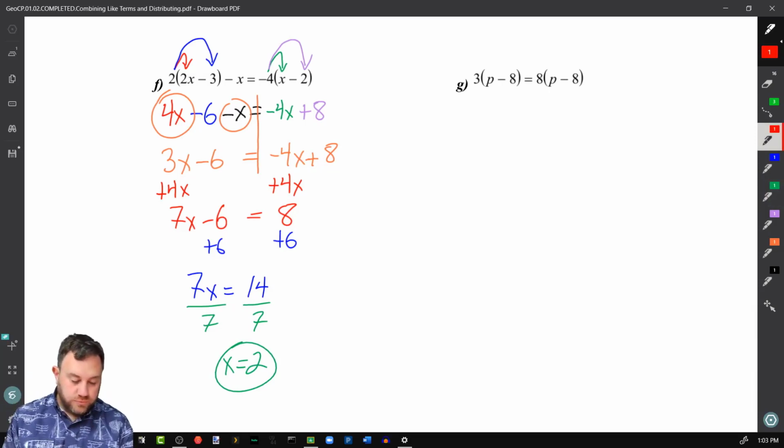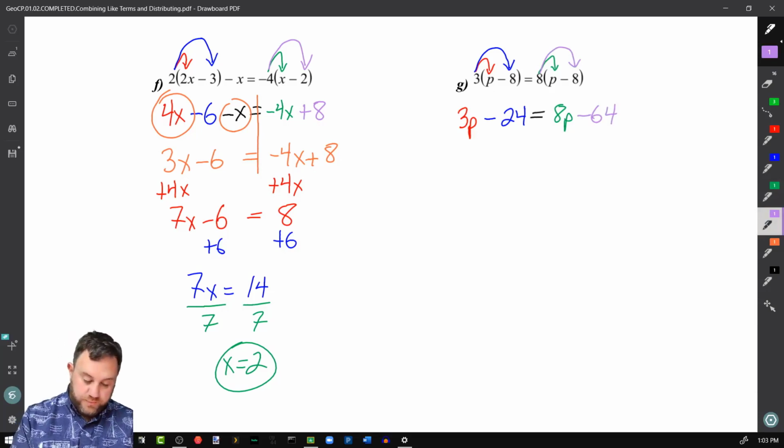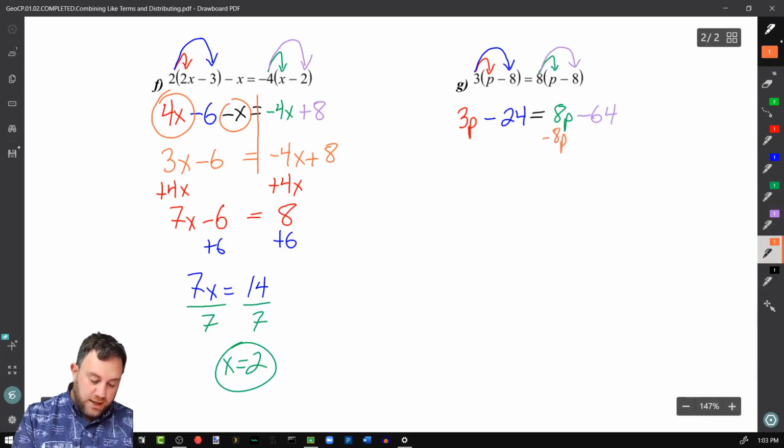And our last problem for today, 3 times p is 3p. 3 times negative 8 is minus 24, negative 24. 8 times p is 8p. And 8 times negative 8 is negative 64. We'll subtract 8p from both sides. That'll give us negative 5p. Negative 24 comes down. Negative 64 on the other side.